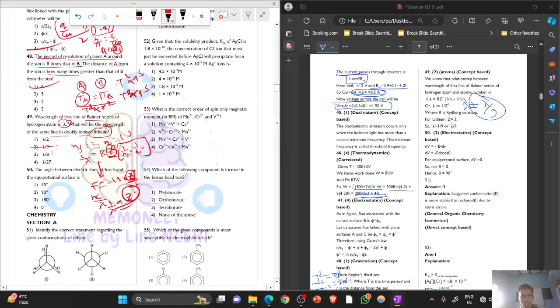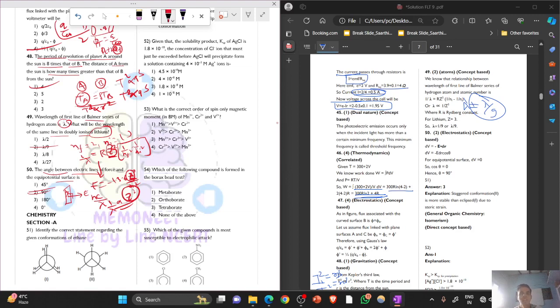Moving to the last question: the angle between the electric field lines and the equipotential surface is 90 degrees. In the case of equipotential surfaces, there will be no component of field along the surface. If there were, there would be work done, but there is no potential difference on the equipotential surface. So all the electric field lines must be perpendicular to the equipotential surface. It's a theoretical question. So the second option will be your correct answer.